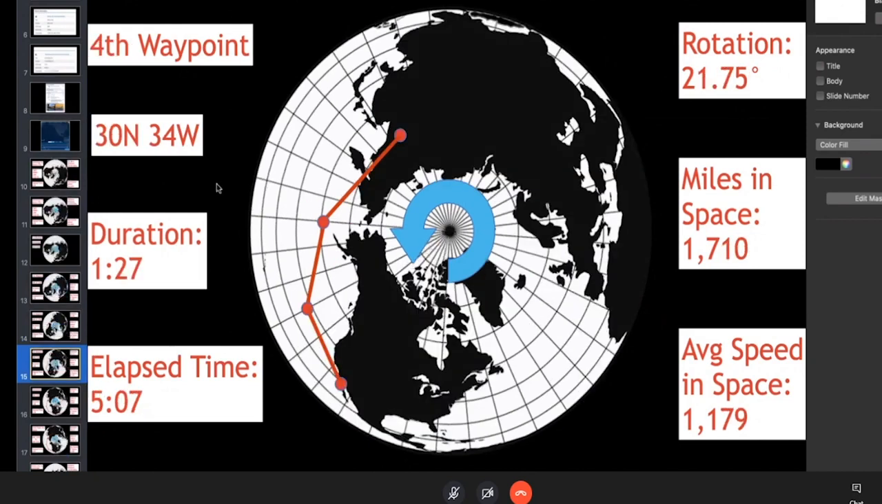Okay, fourth waypoint, 30 degrees north. Took another hour and a half. They went another 1,700 and some odd miles, and the average speed was 1,179. Another increase, another rotation of 21.75 degrees.